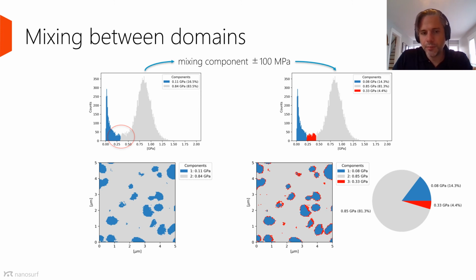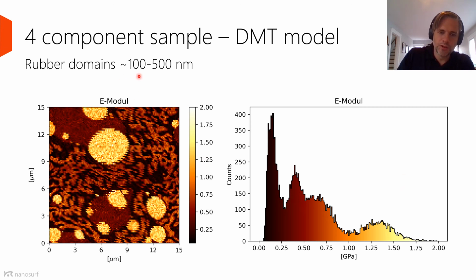Now, this is a very simple example. There's only 2 components. What happens when we apply it to a more complicated sample like the 4-component sample? So let's take a look at the results of the ANA software from ANA. Using the DMT model, we see that in this 15 by 15 micron scan, there are 128 data points per line. We can easily see there are clearly 4 different components here.